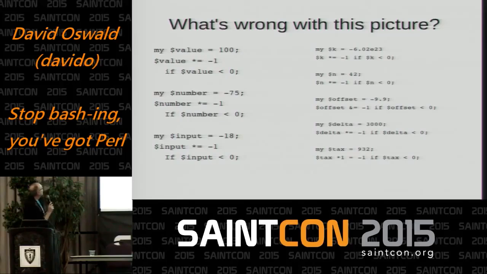What's wrong with this picture? My value equals 100, value times equals minus 1 if value, my number equals 9 minus 75. What's wrong with this picture is that we're repeating ourselves a lot. And by repeating ourselves a lot, we've gone ahead and made a little mistake here. A lot of copy and paste is a perfect time for mistakes to creep in.